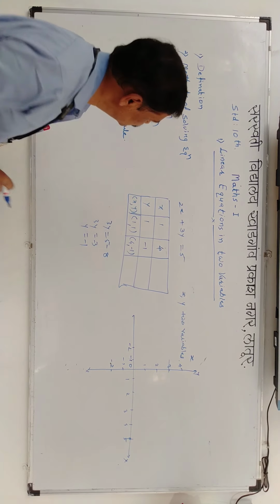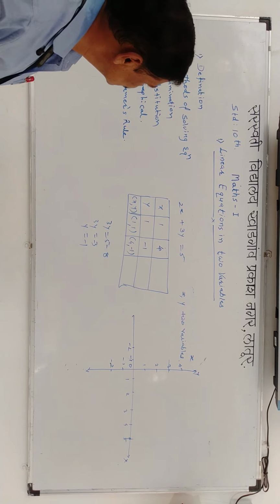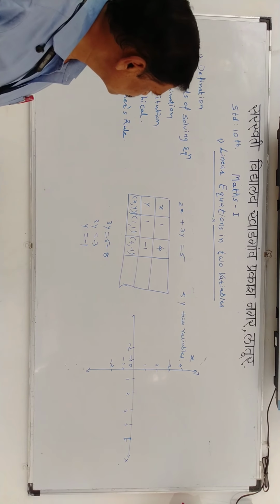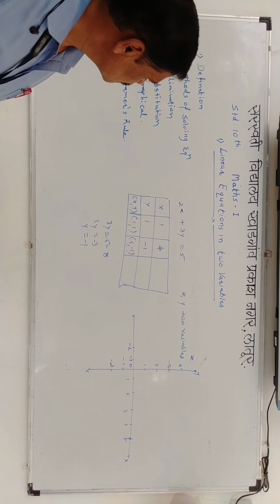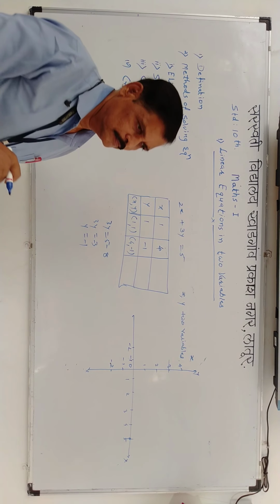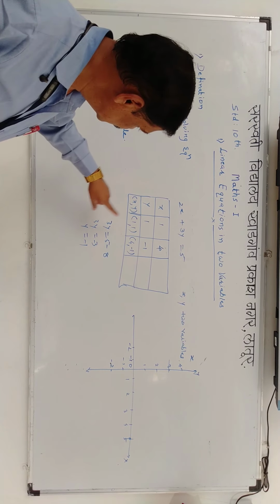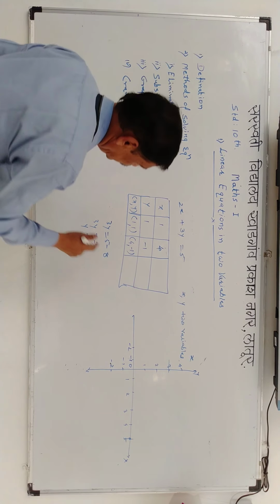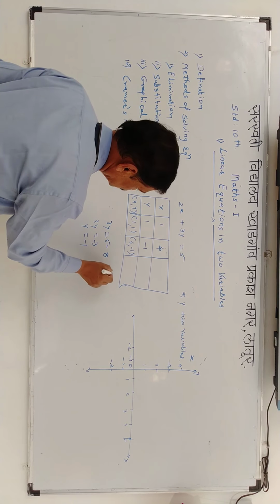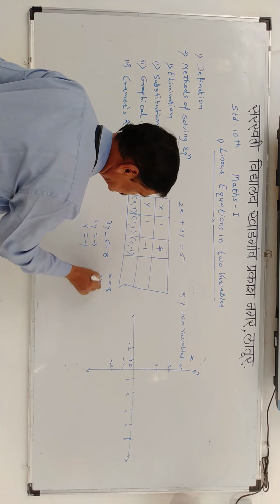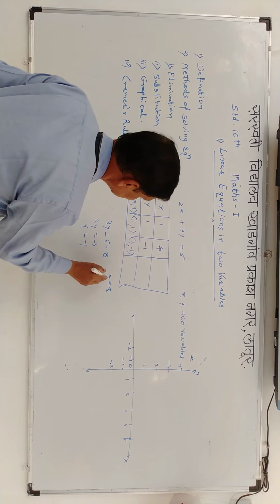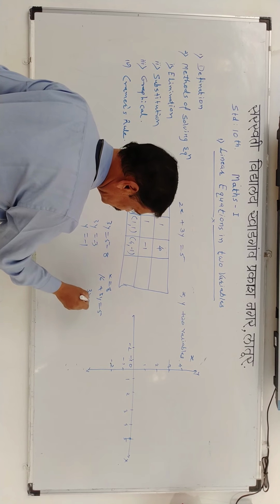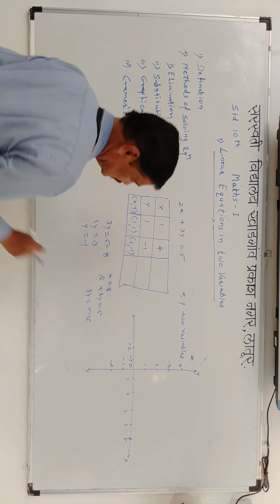Again, x is equal to 8. Then we get 2x is equal to 2 into 8, which means 16, plus 3y is equal to 5. It means that 3y is equal to 5 minus 16, which is minus 11.